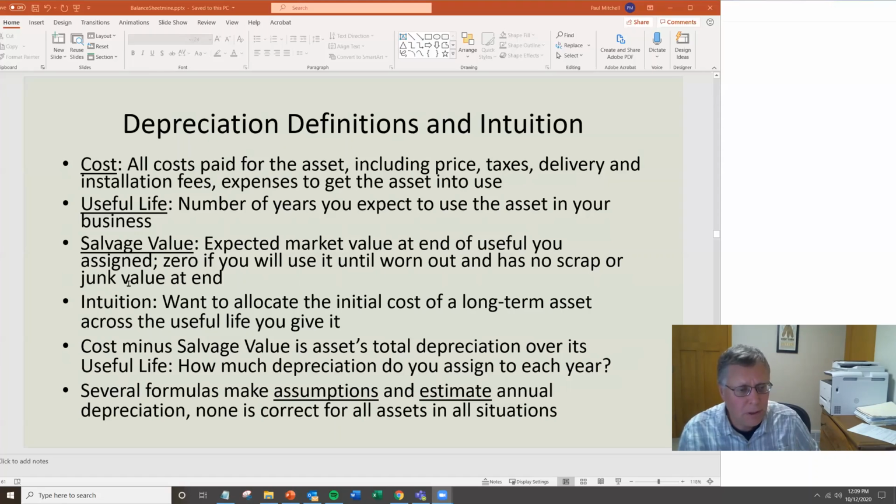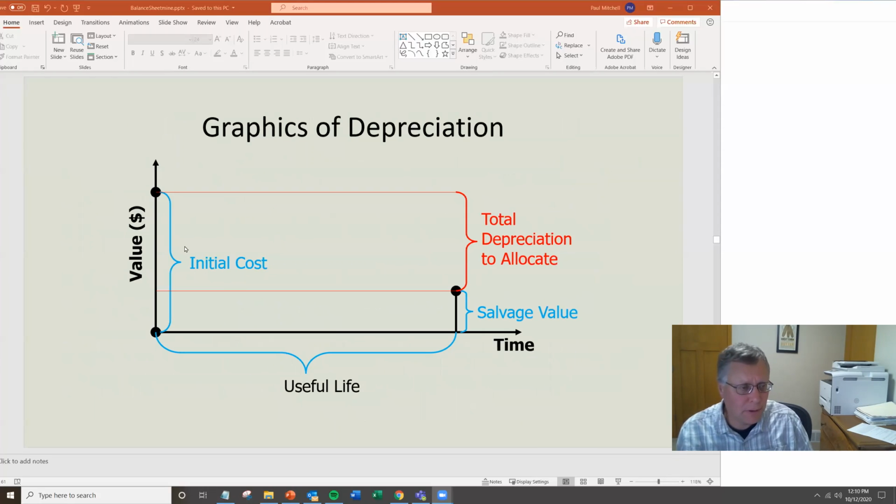The key point in all of these is that all these depreciation formulas make assumptions and are estimating this annual loss in value. None of them is correct for all assets in all situations. So here's the graphic of it all. You've got these three points. Here's the initial cost.